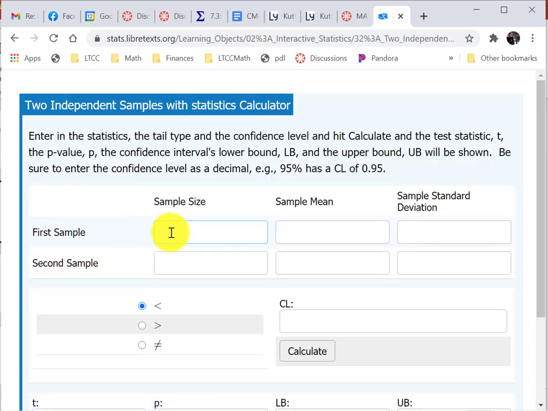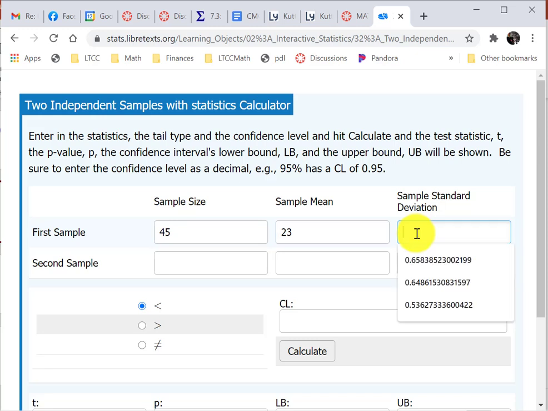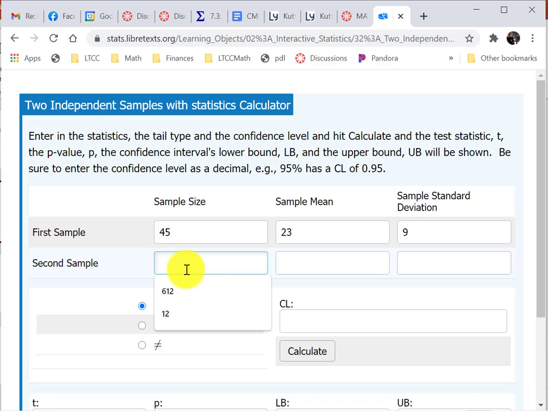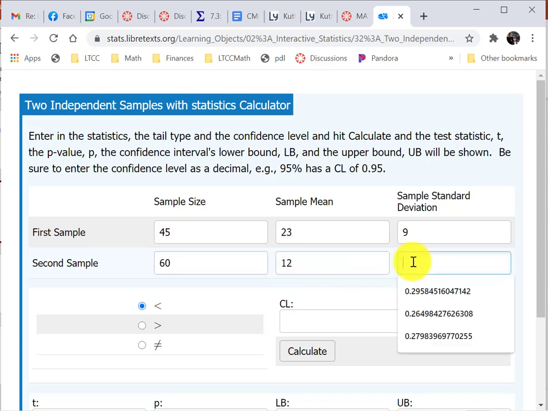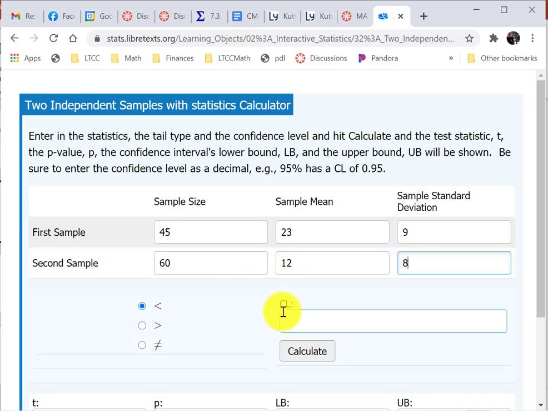So for the first sample, our sample size was 45. The sample mean was 23. The sample standard deviation was 9. For the second sample, the sample size was 60. The sample mean was 12. And the sample standard deviation was 8. Our CL, our confidence level, was 0.95.